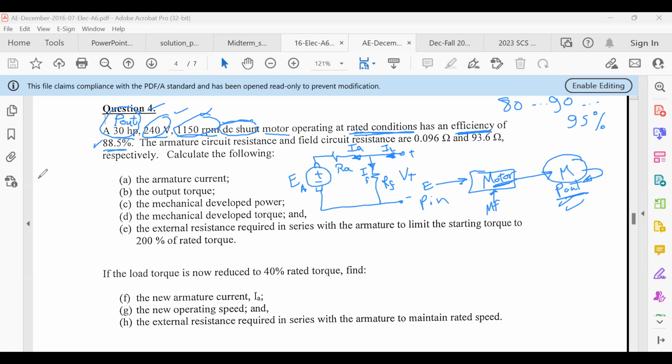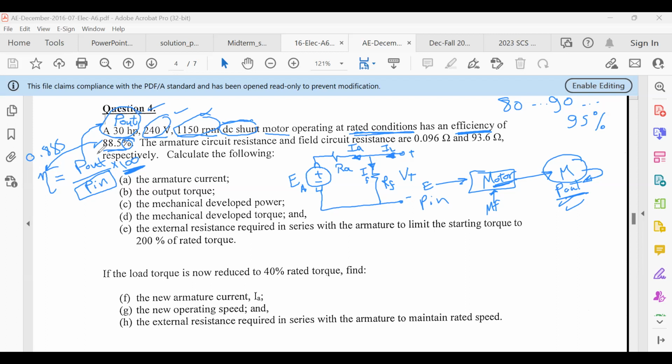What is the efficiency, or sometimes we call it eta? Eta is the output power over the input. So we have the output power and we have the efficiency. What power can we get? The input power. By the way, this is given as a percentage, so you have to multiply by 100. Or if you don't want to multiply by 100, you can put this one as 0.885. Okay.